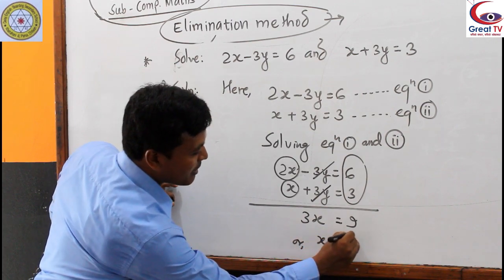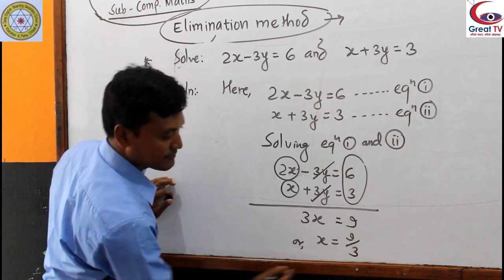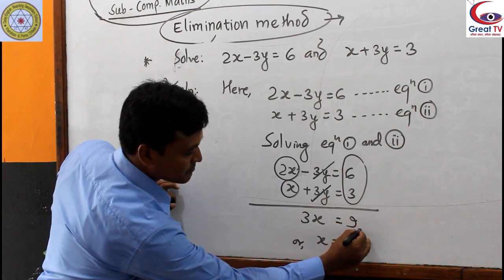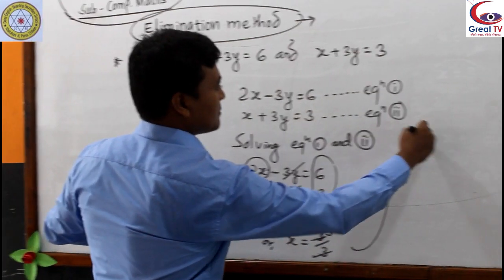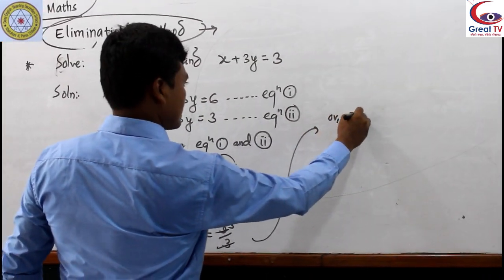x is equals to 9 by 3. 3 is a 9. x is equals to 3.